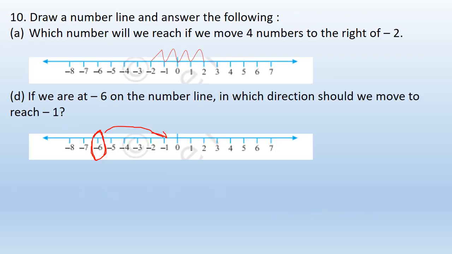Question number 9 is homework for you, children. There you have to write true or false, but with reason. Now let us see question number 10. Draw a number line and answer the following. Question A. Which number will we reach if we move 4 numbers to the right of minus 2? Means what is the meaning of this? Which number will we reach if we move 4 numbers to the right of minus 2?